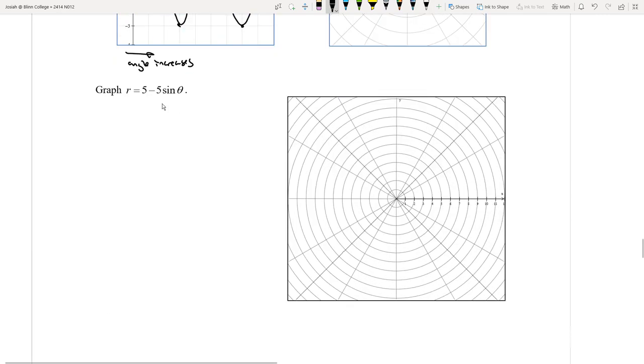So let's take a look at what happens then if we have an extra piece added on here. Remember, if we're talking about taking an extra number and adding it or subtracting it to our graph, we're talking about raising or lowering the midline. So in this case, the midline is going to be at r equals 5. We also see that the amplitude is 5.